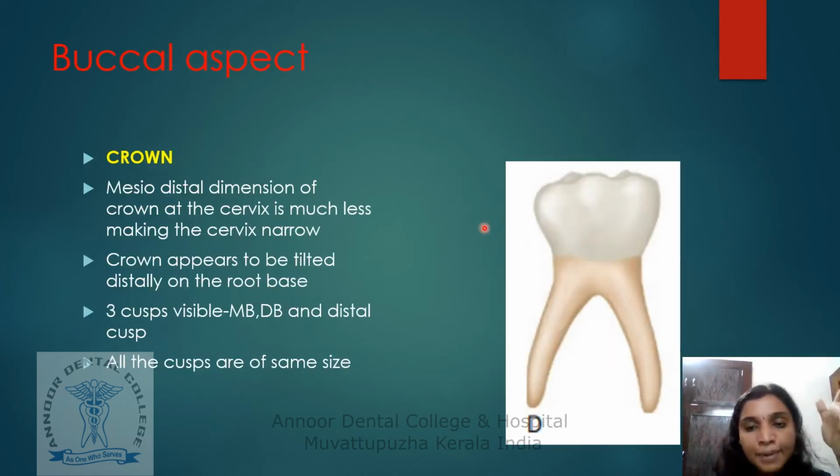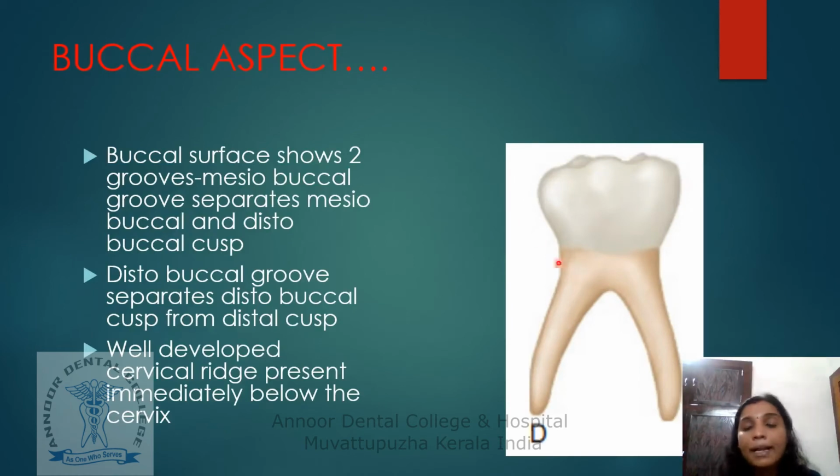When you look into the buccal aspect, the mesiodistal dimension of the crown at the cervical area is very much less, and the crown appears to be tilted distally on a root base. Three cusps are seen, that is mesiobuccal, distobuccal and distal cusp. All the cusps are of the same size. The buccal surface exhibits two grooves. One is the mesiobuccal groove separating the mesiobuccal cusp from the distobuccal cusp, and another groove is called the distobuccal groove. It is separating the distobuccal cusp from the distal cusp. Also, there is a well-developed cervical ridge.